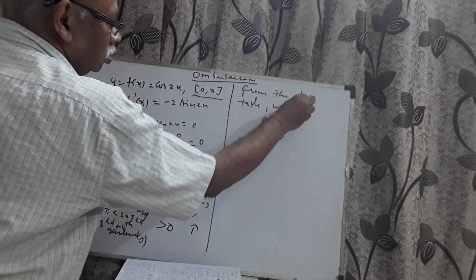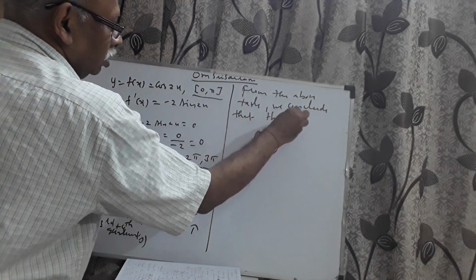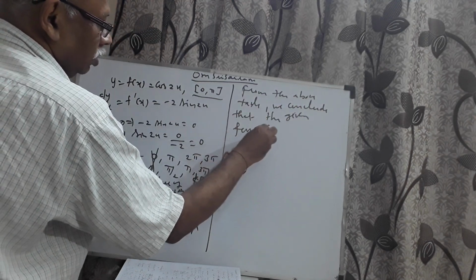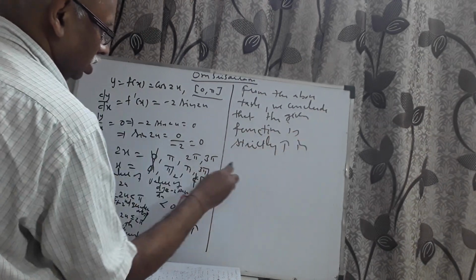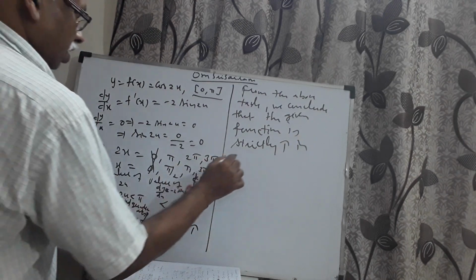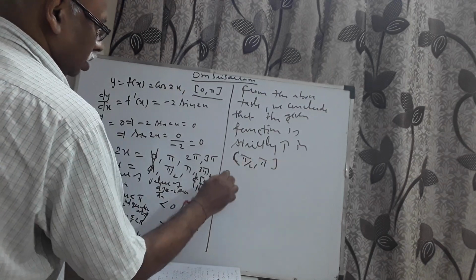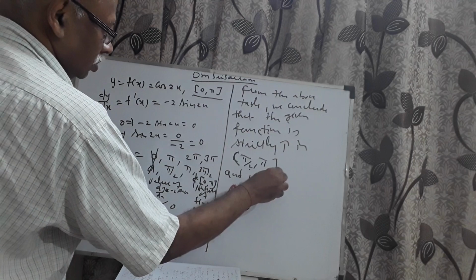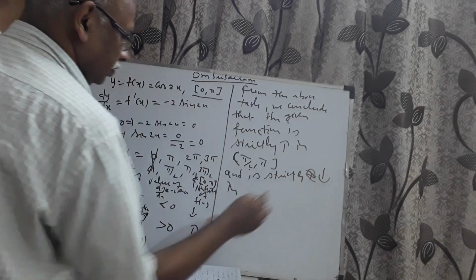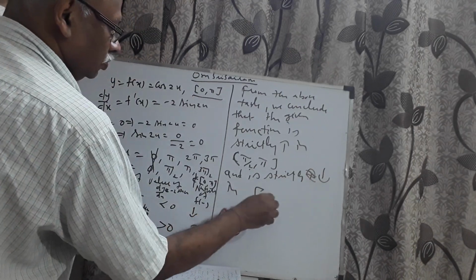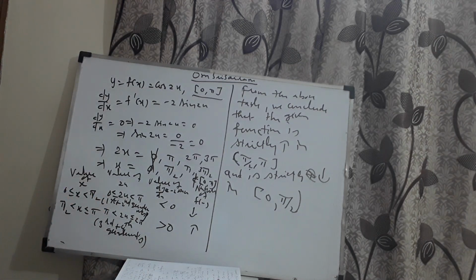Therefore, from the above table, we conclude that the given function is strictly decreasing in [0, π/2) and strictly increasing in (π/2, π]. Decreasing in 0 to π/2, increasing in π/2 to π.